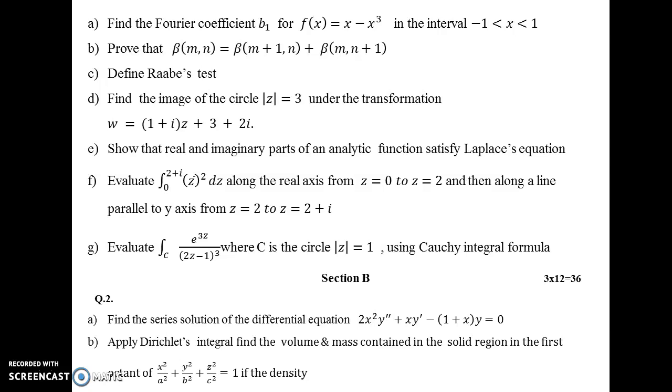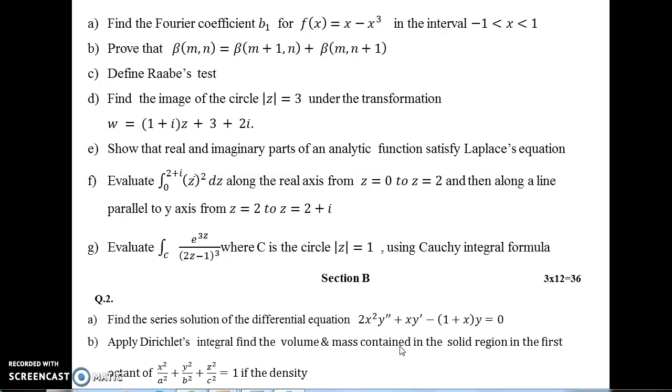In the next part, find the image of the circle modulus of z equal to 3 under the transformation w equal to (1 plus i)z plus 3 plus 2i. Here, on the right hand side, just put z equal to x plus iy, separate the real and imaginary parts. Then we will get the value of u in terms of x, y and v in terms of x, y. Put in this modulus z equal to 3 and find the transformation.